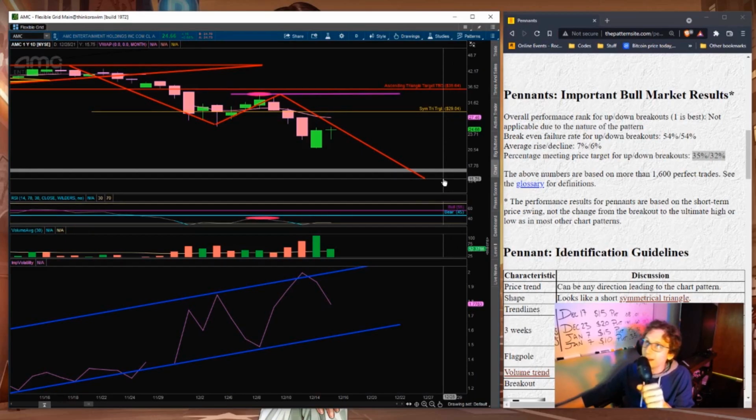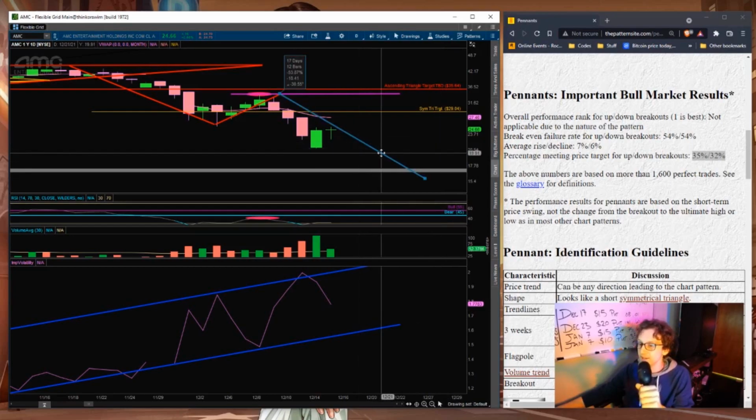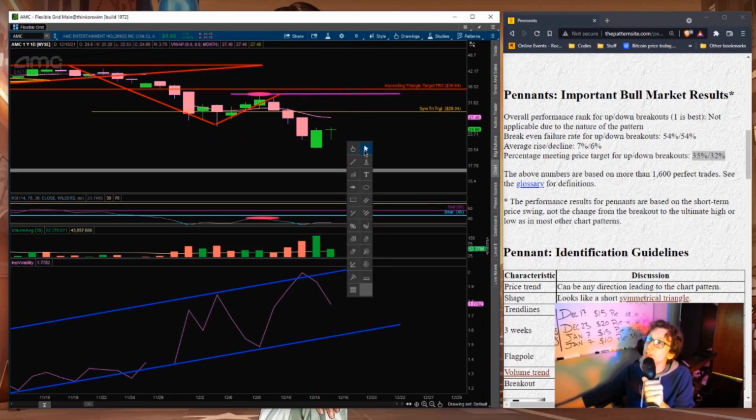Holy cow. Yeah. That's only a few dollars above our new triangle target. So, or that pennant target, that bear flag. It's not a flag, but it has a flagpole. This leads me to believe that the price will move lower to achieve those price targets.